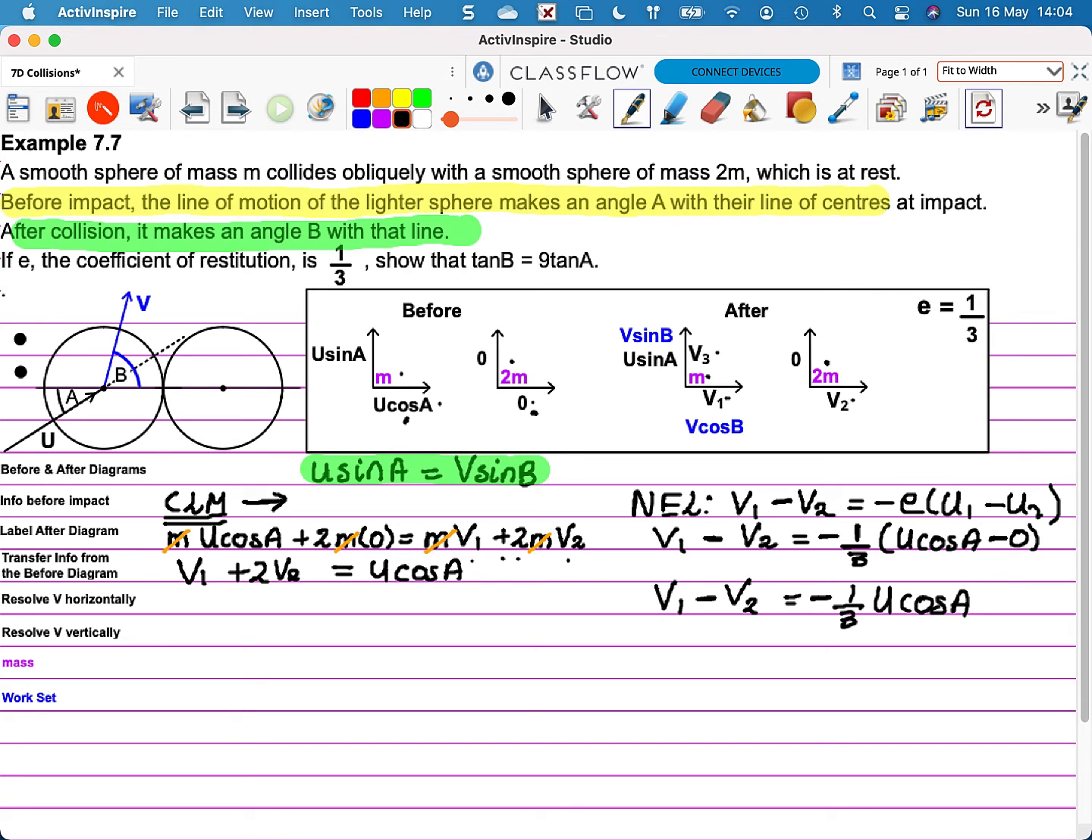Now I'm going to eliminate the v2 from both equations, and the way I'm going to do that is I'm going to multiply the Newton experimental law equation by 2 and write it under the conservation of linear momentum. So I'm now going to have 2v1 minus 2v2 is equal to minus 2/3 u cos A. And when I add these together, I'm going to get 3v1 is equal to, well, 1 minus 2/3 is going to give me 1/3. So I've now got 1/3 u cos A.